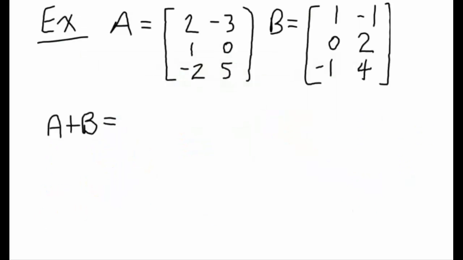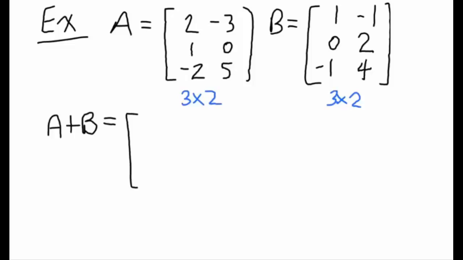Let's say we're given the two matrices, capital A and capital B, and we would like to add them together. The first thing we have to do is check the sizes of our matrices. What is the size of matrix A? Matrix A has 3 rows and 2 columns, so we would call it a 3 by 2 matrix. And B also has 3 rows and 2 columns, so it's also a 3 by 2 matrix. Since these matrices are the same size, we're going to be able to add them together.